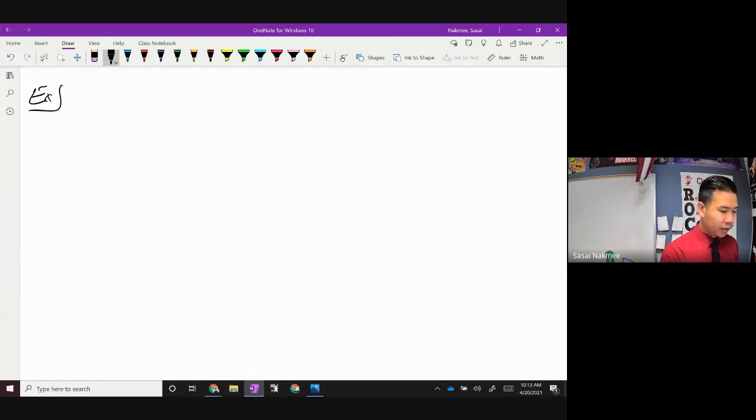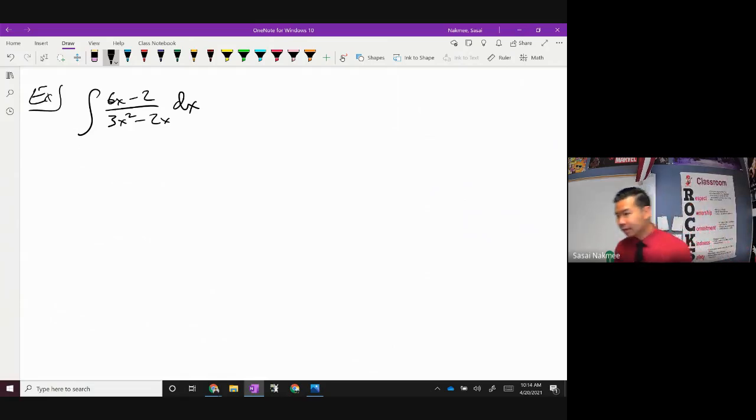Let's go with the integral of 6x minus 2 over 3x squared minus 2x dx. Yeah, let's go with that. You don't need to put this on the pair deck. This is just one I want you guys to take a look at here with me, right?